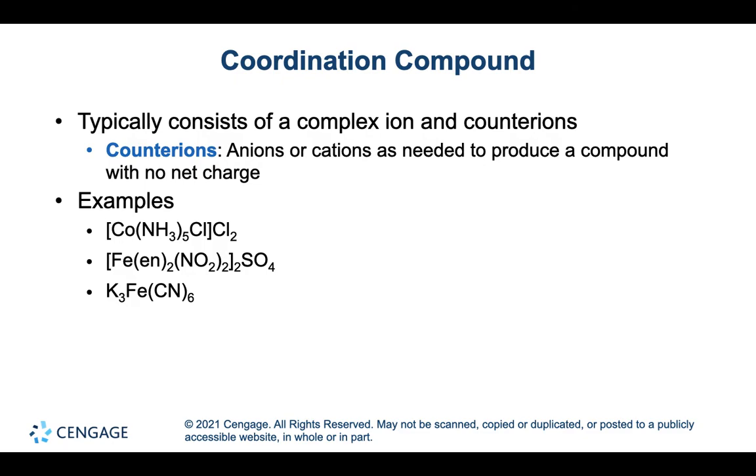Your most common charge for the complex ion is positive. They're typically the cation, but they can be the anion, as we see in K3Fe(CN)6. K3Fe(CN)6 has a formula in which the K+ is the positive counter ion, and Fe(CN)6 is the negative complex ion.